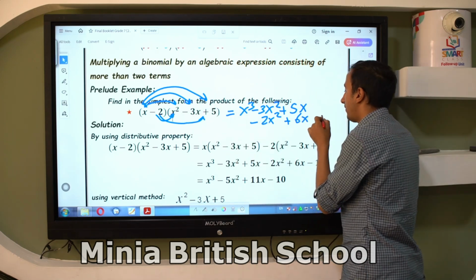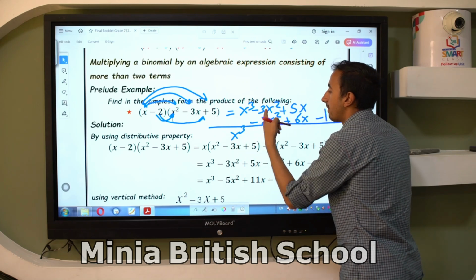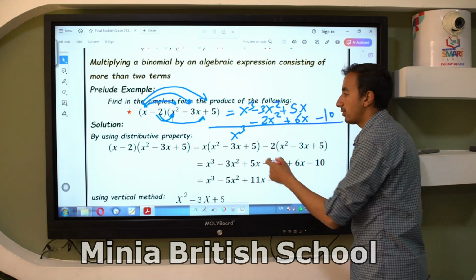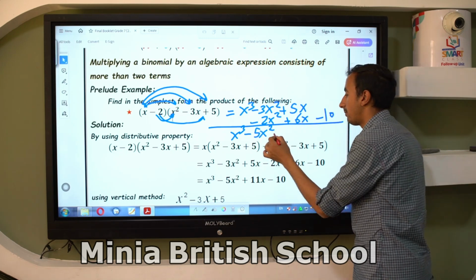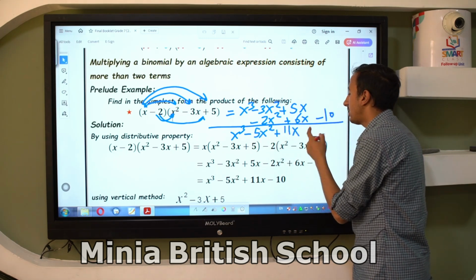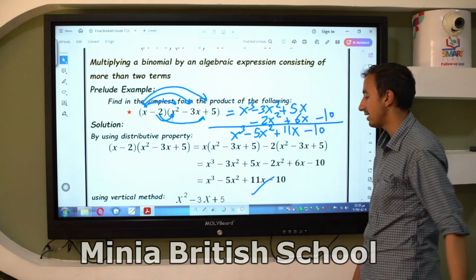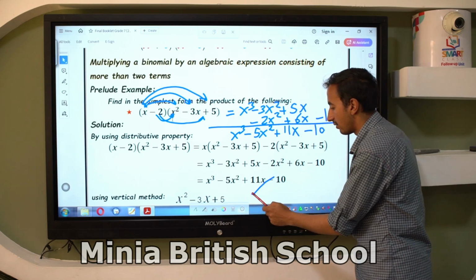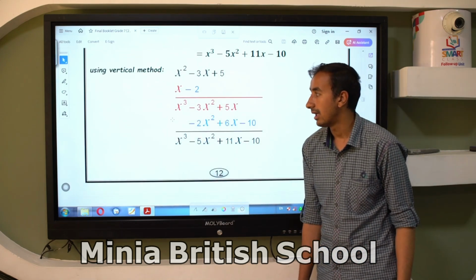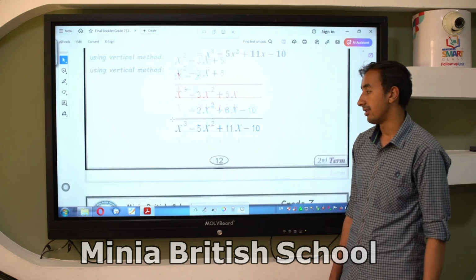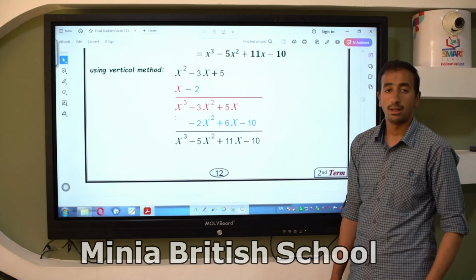Negative 2 times 5, negative 10. So I can write x power 3, negative 3x power 2 negative 2x power 2, which is negative 5x power 2. Negative 5x plus 6x equals positive 11x. Here, negative 10. So the answer will be x power 3 minus 5x power 2 plus 11x minus 10. Okay? Yes. This is the answer for multiplying a binomial by another algebraic expression such as a polynomial.